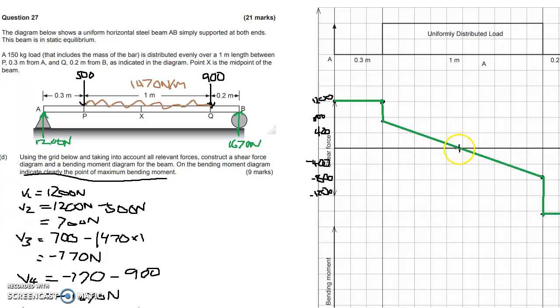We're going to figure out where this thing hits 0. So we're going to call this point here the start of our line. So this is x equals 0 for this case. So we could say that V equals the start of our line, which is 700. This is going to be the equation for the line here. 700 subtract the slope of the line, which is 1470 newtons every meter over x meters.